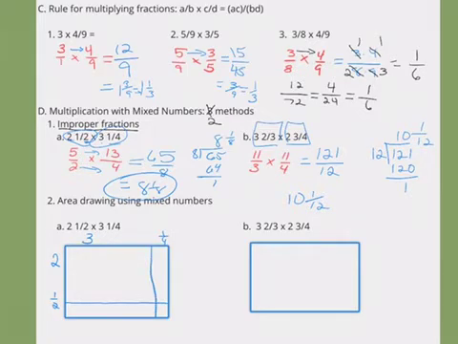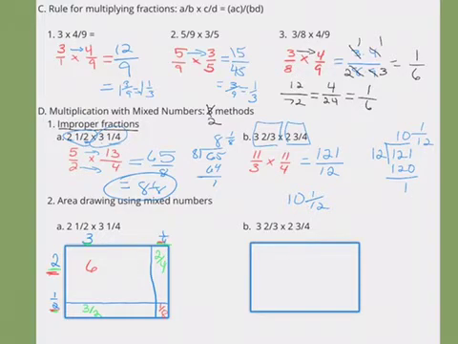And then what I want to do is I'm just going to go ahead and multiply those individual pieces. So when I multiply 3 times 2, I get 6. When I multiply 3 times 1/2, I get 3 halves. Then I'm going to go ahead and multiply 2 times 1/4. That gives me 2/4. And the last thing I'm going to multiply together would be the 1/4 times the 1/2, which is going to give me 1/8.